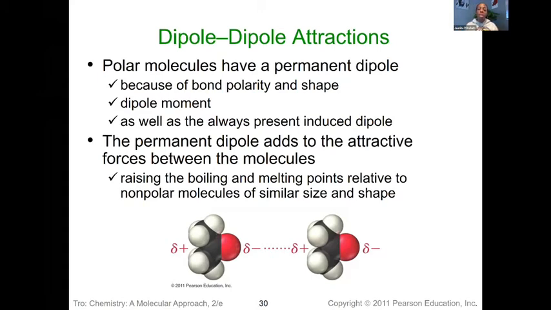Because these are permanent dipoles, not the fleeting ones, that makes it a stronger force than our dispersion forces. So when we're comparing a polar molecule with a similar molar mass to a nonpolar molecule, we would expect the polar molecule to have a higher boiling point and higher melting point because of those stronger intermolecular forces.